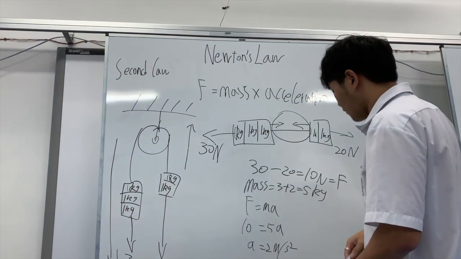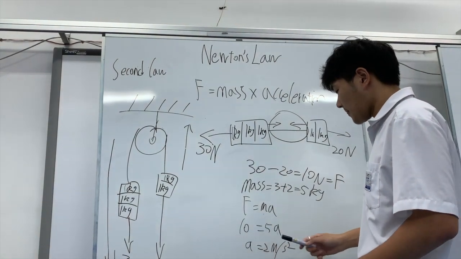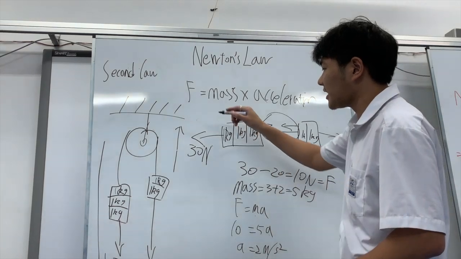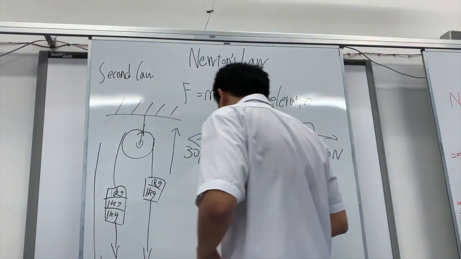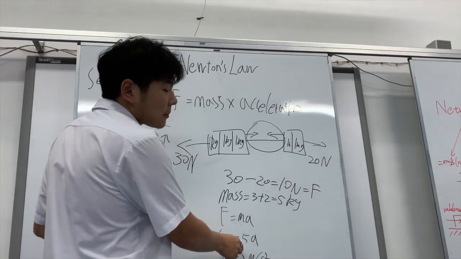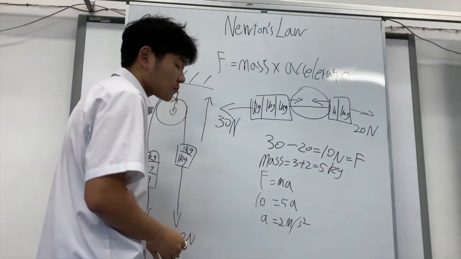So now we can use the formula F equals ma. We already know the force equals 10 newtons, and we already know the mass is 5 kg. But we have to find a, the acceleration. So we use 10 divided by 5, and we get 2 meters per second squared.